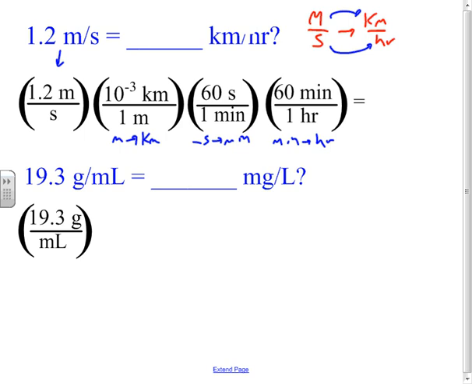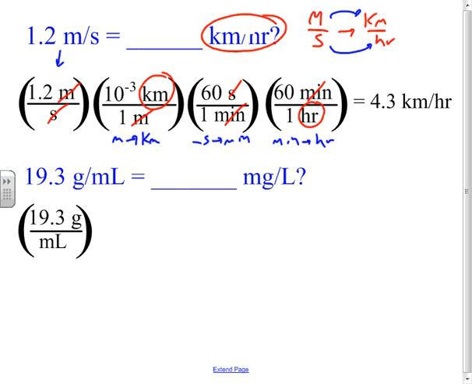Watch the units cancel out. We have meters and meters canceling out. We have seconds and seconds canceling out, minutes and minutes canceling out. So we are left with kilometers on top, hours on bottom, which is what we wanted to get, kilometers over hours. And if you want to see the answer, it's going to come out to 4.3 kilometers per hour.